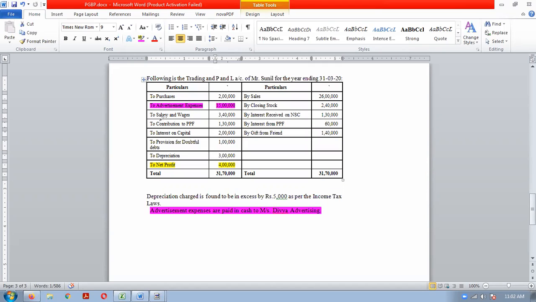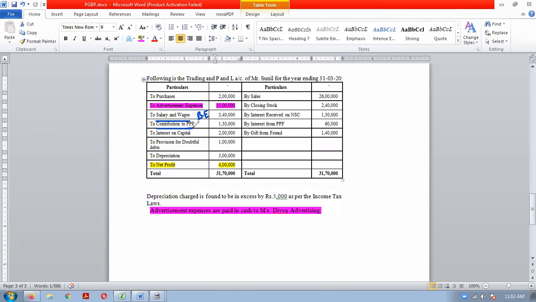Okay, 1 minute. Salary and wages, business expenditure, not personal expenditure, because you have to pay the salary to the employees, no? So without salary, you cannot employ persons. So salary and wages is a business expenditure and it is properly debited to profit and loss account. So no adjustments. Now here one term is given, contribution to PPF.